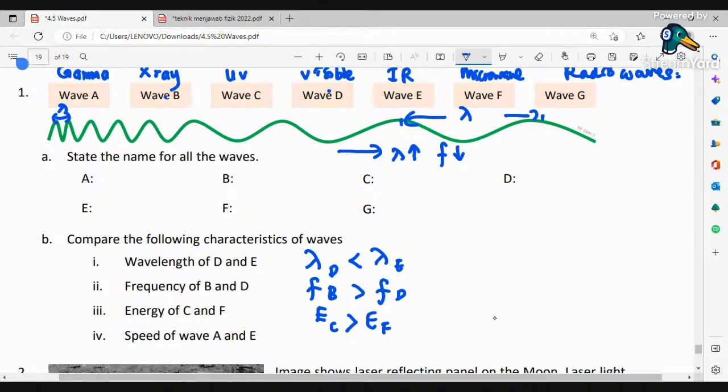A and E, same speed, meaning speed of A equals speed of E. The one with high frequency has high penetrating power. It's stronger compared to the one which is low frequency.